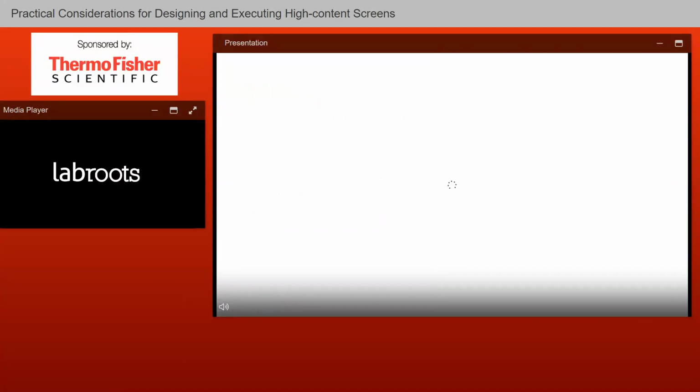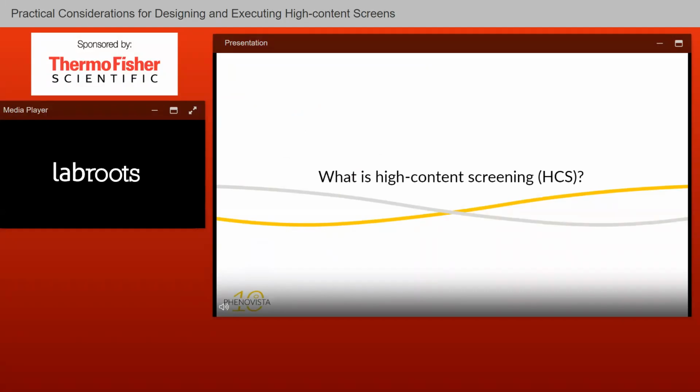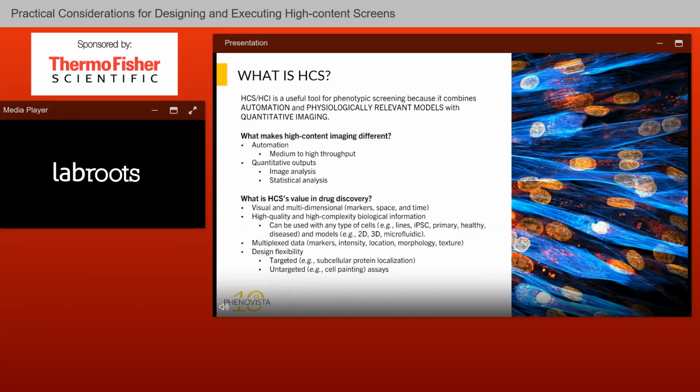So slide 3 here is what is high content screening. You'll hear the terms high content screening or HCS. You may also hear high content imaging, HCI, or even high content analysis. Essentially, they're all the same thing. The main aspects of high content are the combination of cell biology and automated quantitative imaging. Typically, that's fluorescence microscopy with a robotic autofocusing microscope that includes image analysis software.